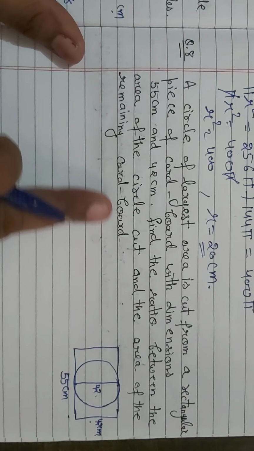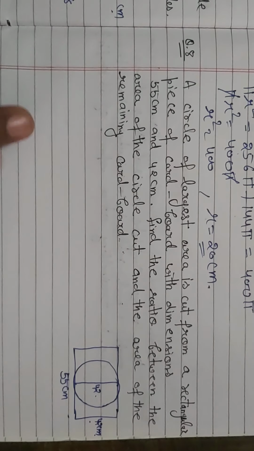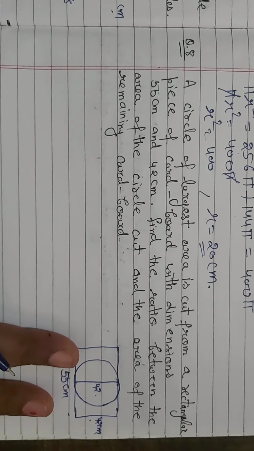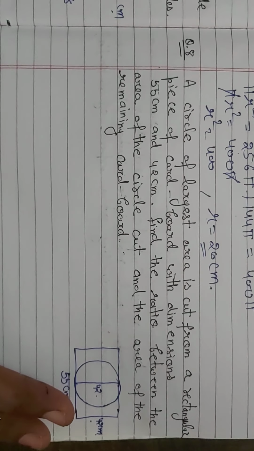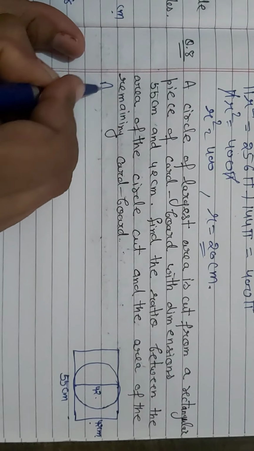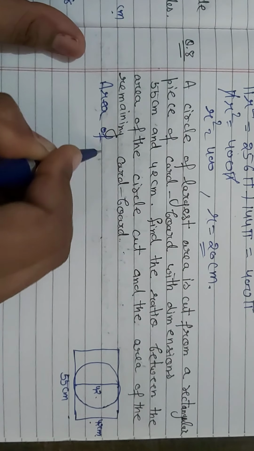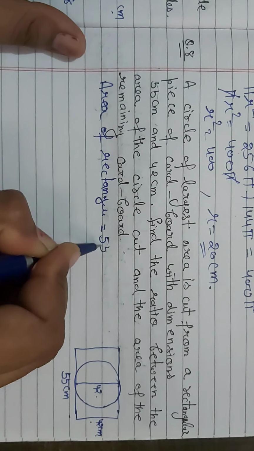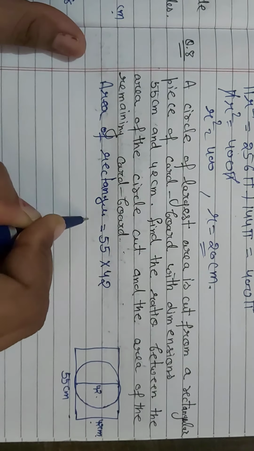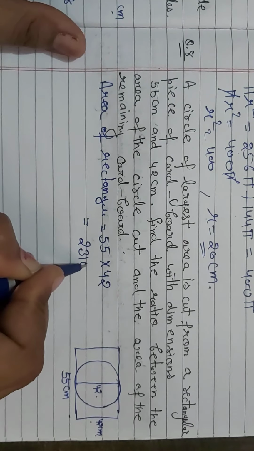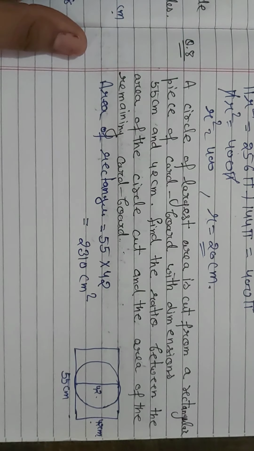First we find the area of the circle and the area of the remaining cardboard. Next we find the area of the remaining part. First we find the area of the complete cardboard, meaning the area of a rectangle. Area of rectangle means length into breadth. Area of rectangle cardboard equal to length into breadth, 55 into 42. Okay, and this multiplication equals 2310, and this is area, so square centimeter.